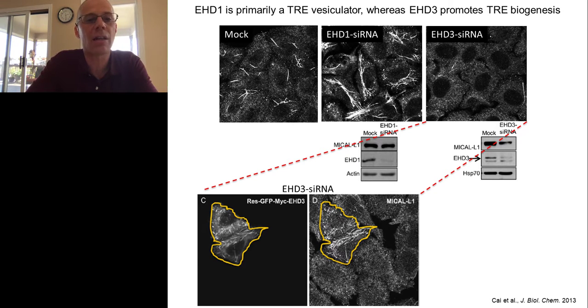You can see a cluster of cells. There may be 10 cells in this field. The nuclei are the dark areas. And these white structures that you see are marked by MICAL-L1. These are what we call the TRE, or tubular recycling endosomes. When we knock down EHD1 in these cells, what we see is an expansion of the tubular recycling endosome network. The tubules are longer, they're more diverse, they're more numerous, and there's a greater volume of these structures in cells.